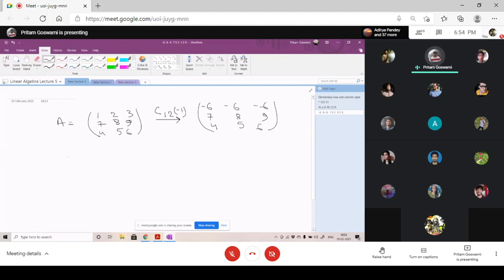Now it is a 3 cross 3 matrix, so I will take the 3 cross 3 identity and use the same operation with -1. What will you get? Basically your second column and -1. So you will get 1 0 0, -1 1 0, 0 0 1. You will get this, I guess, right? No, actually, sorry. I did the row operation here. Wait.